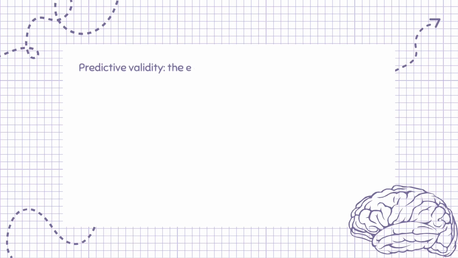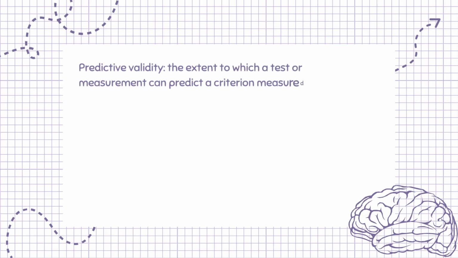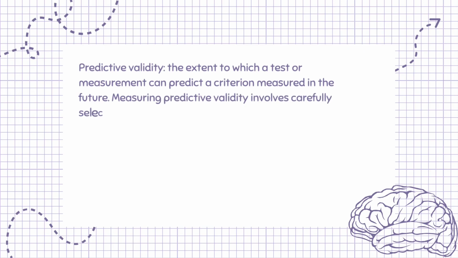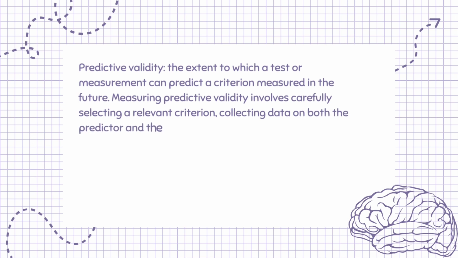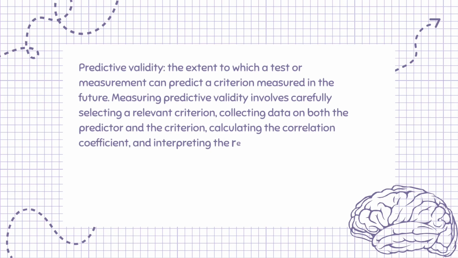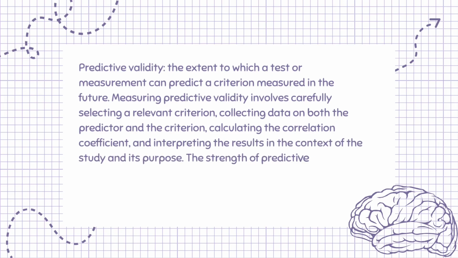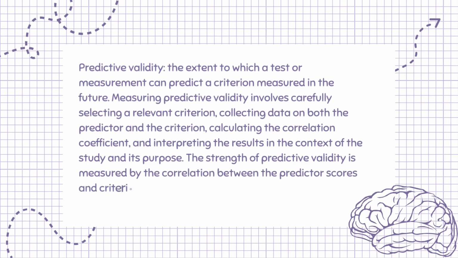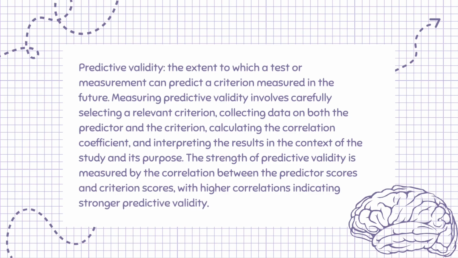Predictive validity, the extent to which a test or measurement can predict a criterion measured in the future. Measuring predictive validity involves carefully selecting a relevant criterion, collecting data on both the predictor and the criterion, calculating the correlation coefficient, and interpreting the results in the context of the study and its purpose. The strength of predictive validity is measured by the correlation between the predictor scores and criterion scores, with higher correlations indicating stronger predictive validity.